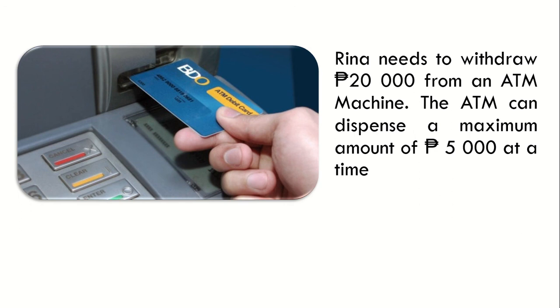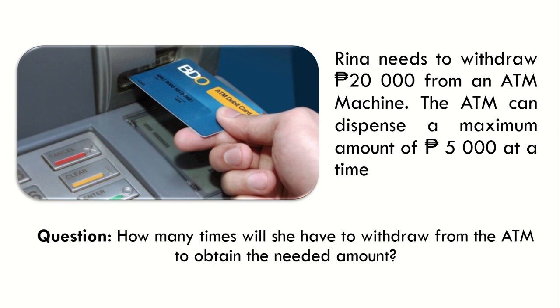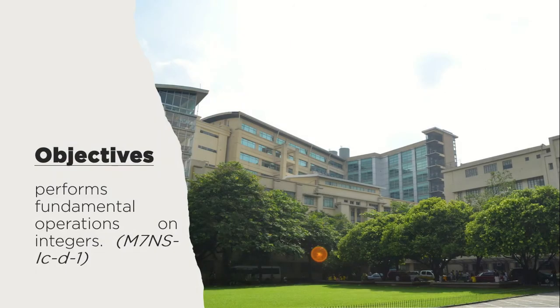But again, Rina needs to withdraw 20,000 pesos. So the question now is, how many times will she have to withdraw from the ATM to obtain the needed amount? All of these questions, coming from the four situations, can be answered after we deal with our next lesson. And that would be performing fundamental operations in integers.